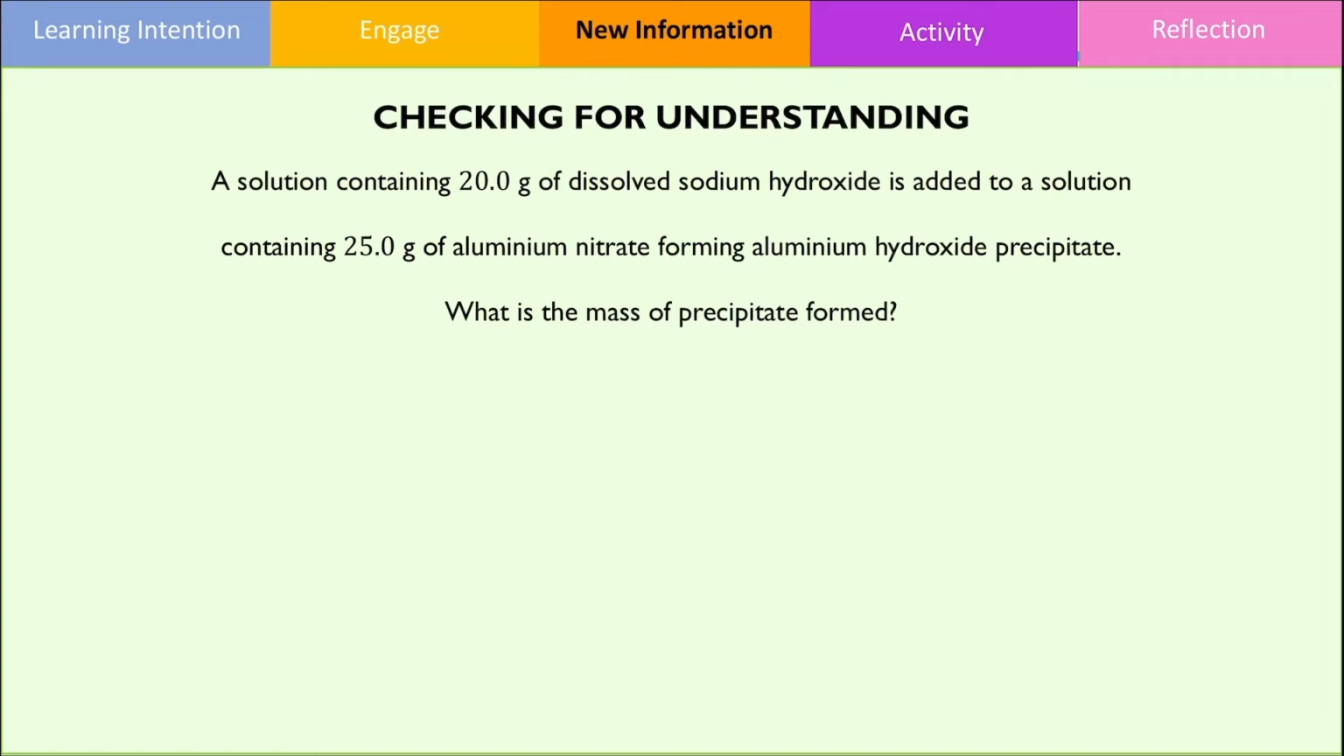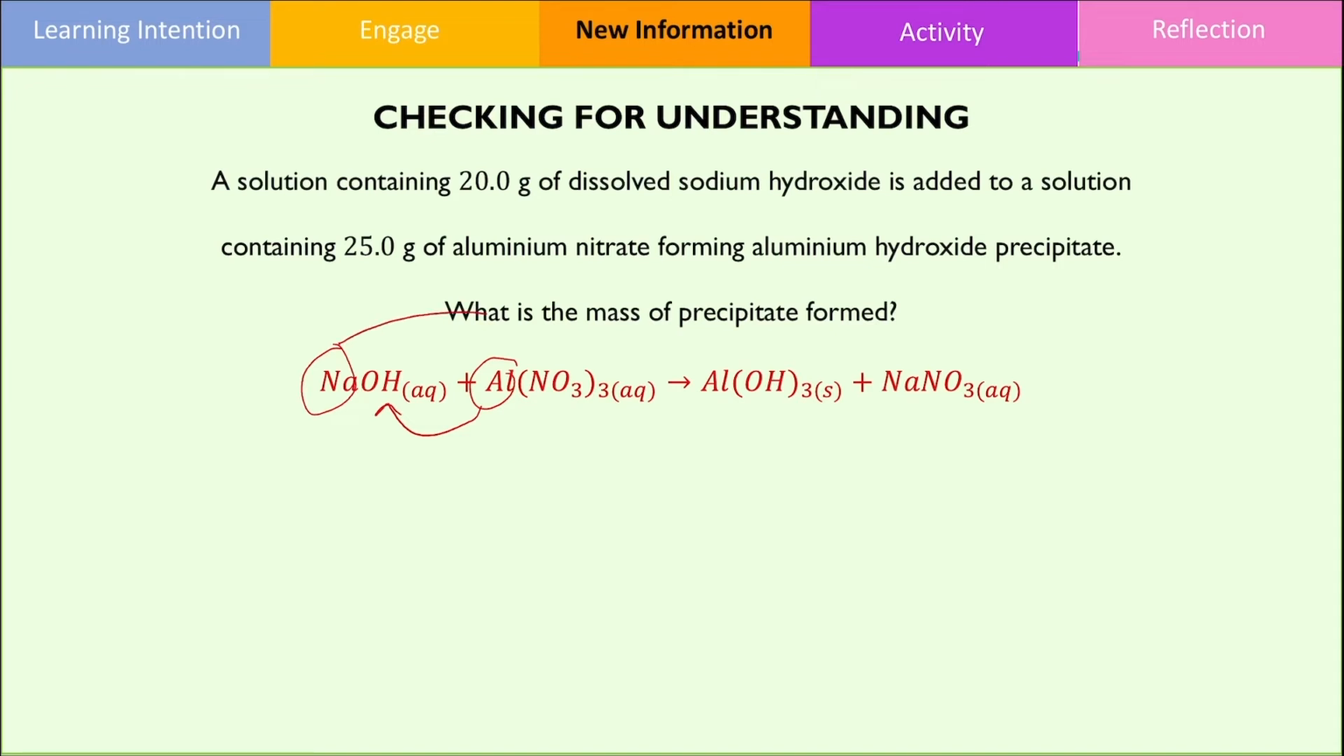Automatically, the first thing that we should be doing is to construct a balanced chemical equation. This is an example of a precipitation reaction because you've got 2 solutions forming a solid precipitate. The products of this reaction are aluminium hydroxide, and the other product will be sodium nitrate because we know that aluminium reacted with the hydroxide ion, so therefore sodium is going to pair up and react with the nitrate ion. Once we've established the products, we can then balance the chemical equation as shown below.